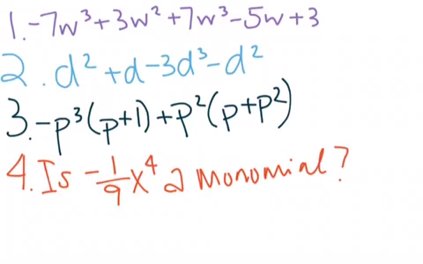All right, folks, so on these ones, 1, 2, 3, and 4 here, I want you to simplify them, okay? And name it: monomial, binomial, trinomial. If it's more than 3, then just name it a polynomial, okay? All right, so do 1, 2, 3, and 4. When you're done with that, move on to the next slide.